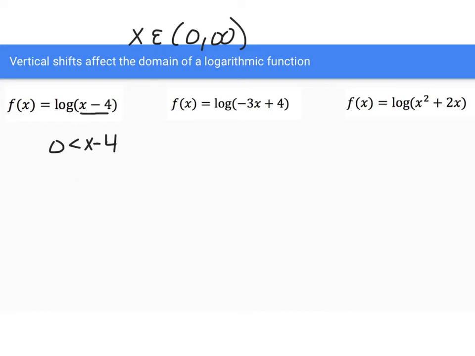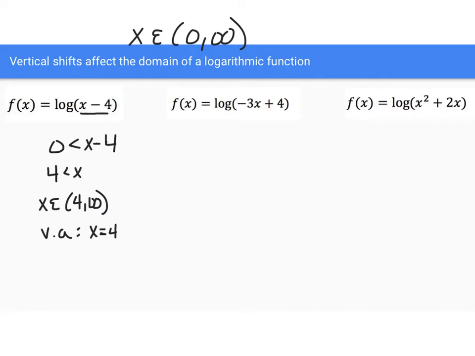This is going to give me my domain restrictions. Add 4 to both sides, and we see that x is greater than 4. That means your domain is x is an element from 4 to infinity. Again, think about this if you want in terms of your vertical asymptote. That vertical asymptote, because of that horizontal shift, will happen at x equals 4. So your graph is going to be to the right of that function.